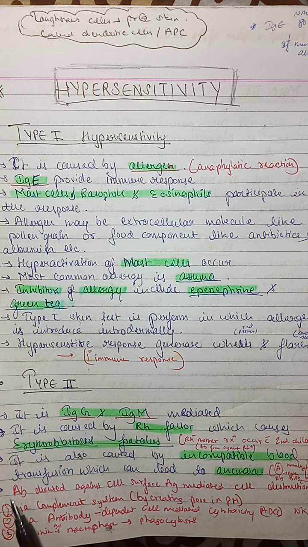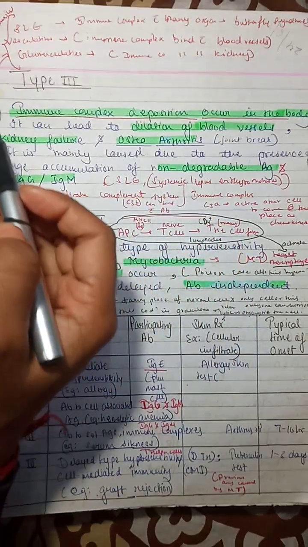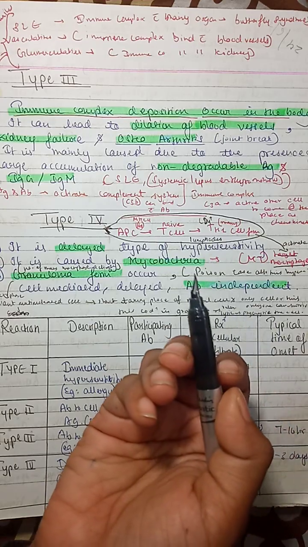Basically, there are antibodies directed against cell surface antigens, mediating cell destruction. One way is cell destruction via the complement system by creating pores in the plasma membrane. The second method is antibody dependent cell mediated cytotoxicity, that is ADCC, by NK cells. Opsonins go to the macrophages, and due to that phagocytosis happens. Type 2 is all about this blood incompatibility.